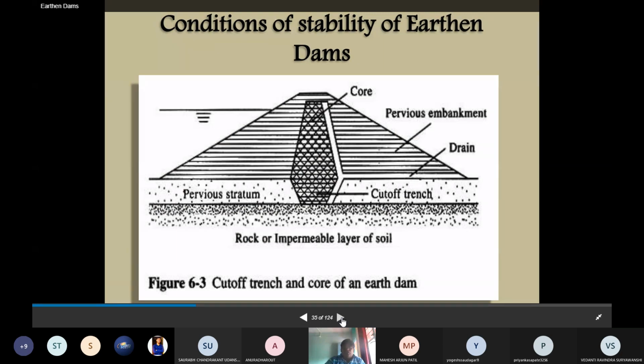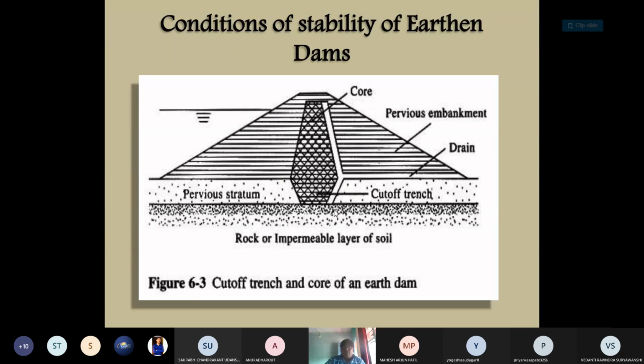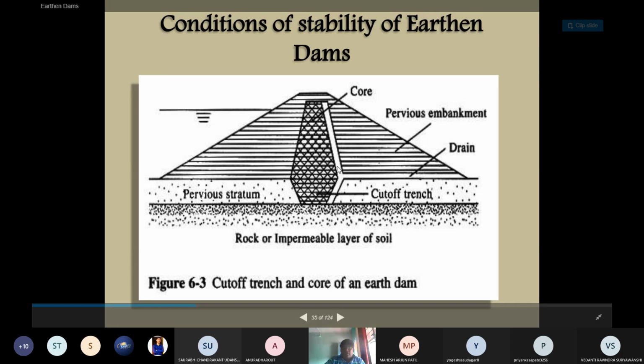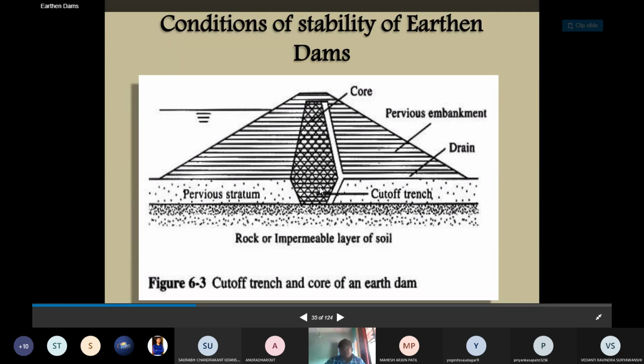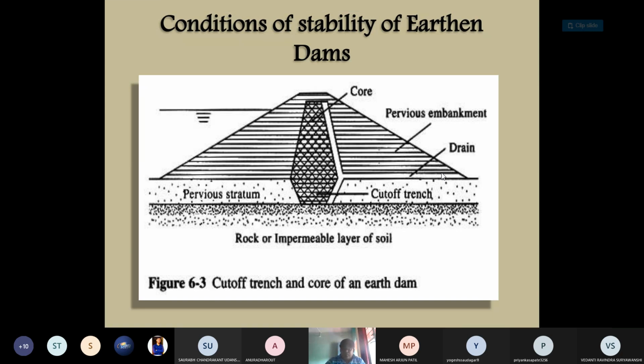For the conditions of stability of the earthen dam, look at this figure: the cut-off trench and the core of an earthen dam. This is the central impervious part. This is the pervious stratum. The cut-off trench is also provided, embedded into the hard strata, which enhances the stability of the earthen dam. The cut-off trench is provided at the foundation part, and this is the central impervious part. Then the pervious embankment is the part of the casing, and a drain is also provided on the downstream part, exactly at the toe of the dam.